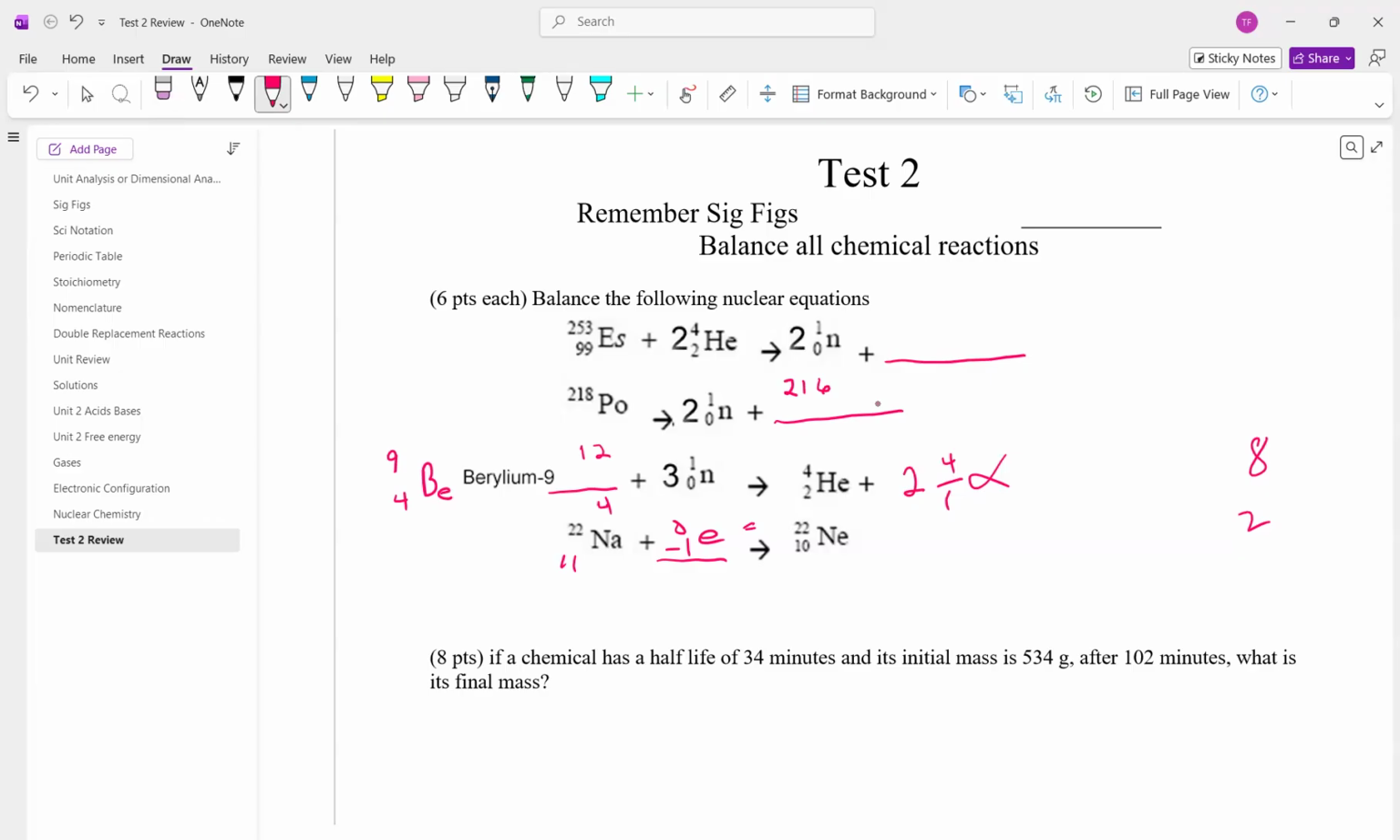Okay, and what's the bottom number for polonium? What is it? 84. Okay, so 0 plus what is 84? 84. So what's the element?